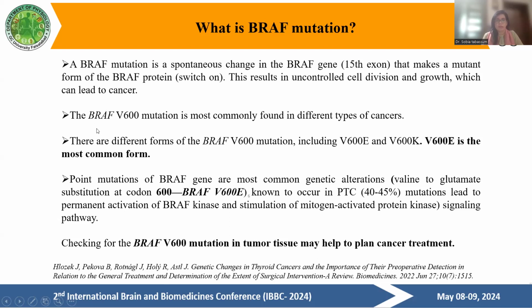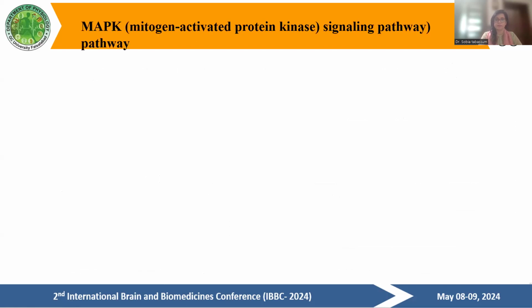that can lead to the lethal condition, that is cancer. The BRAF V600 mutation is very commonly found in different types of cancer, and there are different forms of BRAF V600 mutation, including V600E and K, but we are basically interested in V600E. That is the most common form, and it is present in almost 40 to 45% of PTC cases. Therefore, checking the BRAF V600 mutation in the tumor tissues can help to plan the targeted therapy, to plan precise medicine at the population level as well as at the individual level.